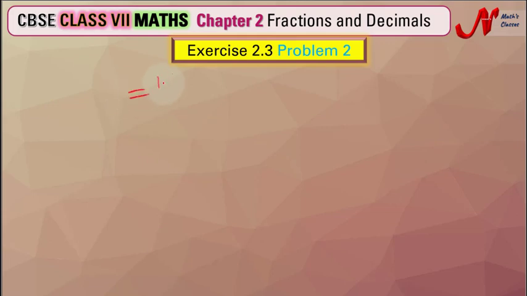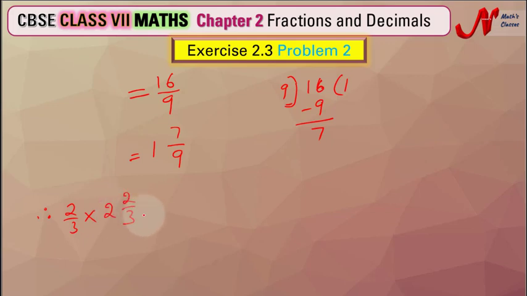Here 16 by 9 is the improper fraction. We can write it as a mixed fraction. So we divide numerator 16 with the denominator 9. So 9 ones are 9. By subtracting we get 7, which is equal to 1 7 by 9. Therefore 2 by 3 into 2 2 by 3 can be written as 1 7 by 9.